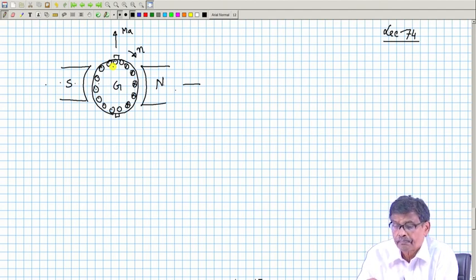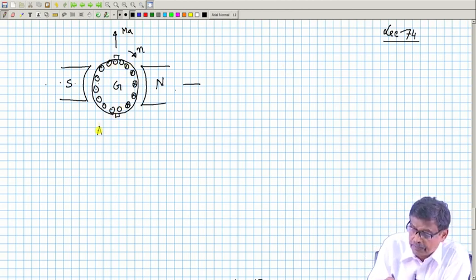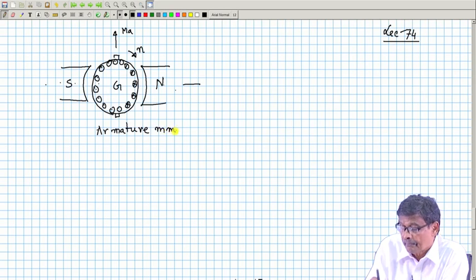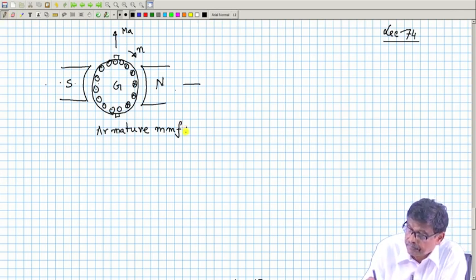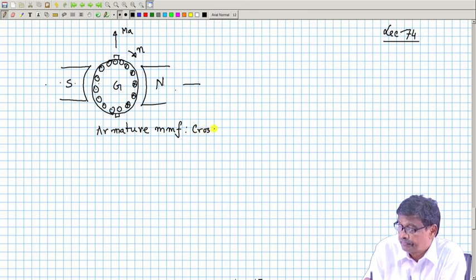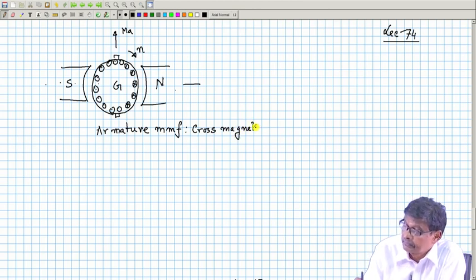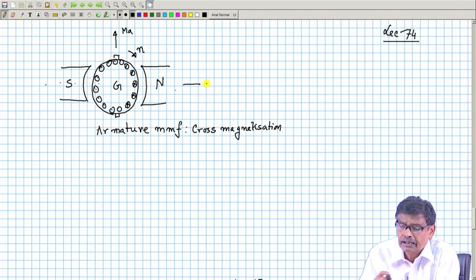Now, to have better commutation, sometimes... all the armature MMF is of cross magnetization, that is, perpendicular to the direct field axis. So, flux gets distorted; on this side it will be higher and so on.